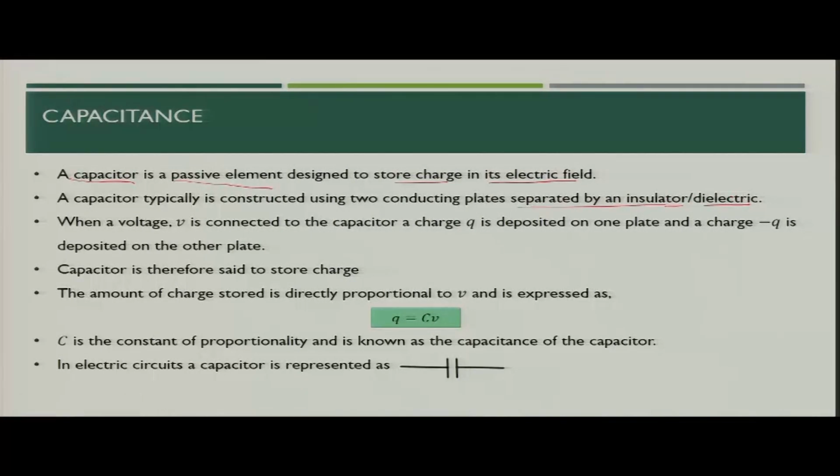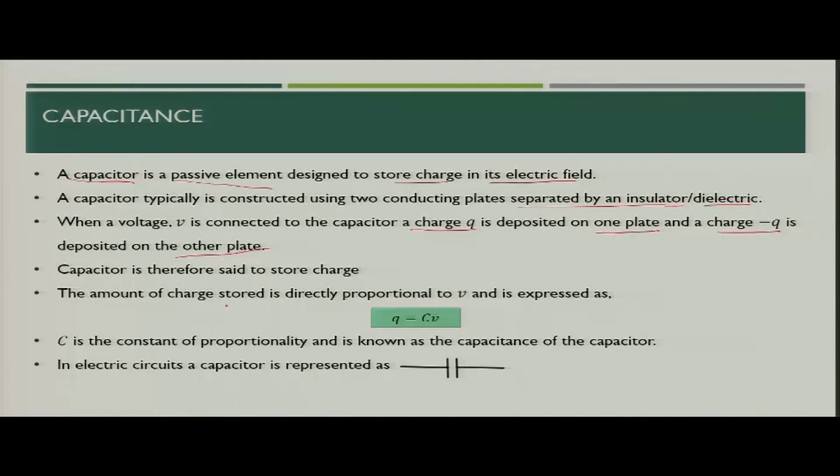Now, when you apply voltage V across the plates of the capacitor, a charge Q is deposited on one plate of the capacitor and charge minus Q is deposited on the other plate. Therefore, you can say that a capacitor is an element which stores charge. Now, what would be the amount of charge stored? That would be directly proportional to voltage V. So, you can say that Q, the stored charge, is directly proportional to V.